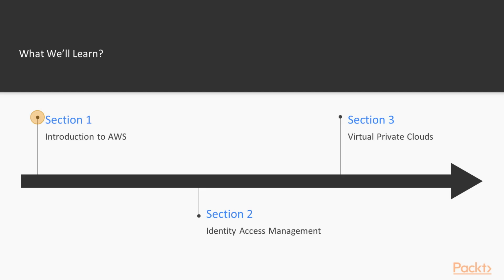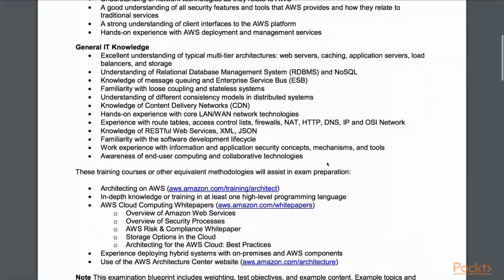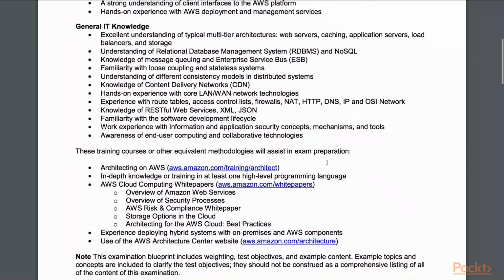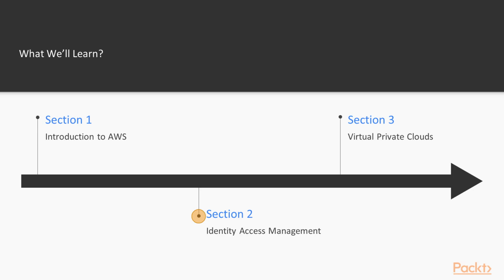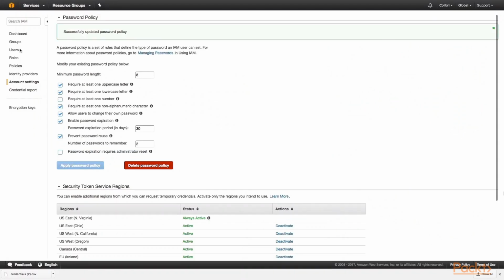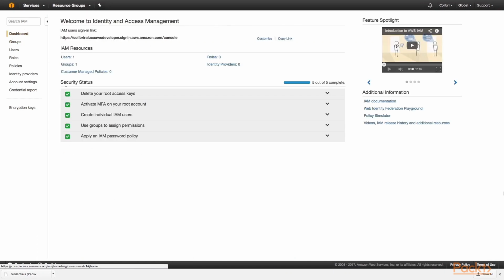In Section 1, we will get an introduction to AWS by first looking at the exam blueprint, as well as exploring the services that AWS has to offer and its global infrastructure. In Section 2, we will cover Identity Access Management, or IAM, and how to secure our new AWS account.